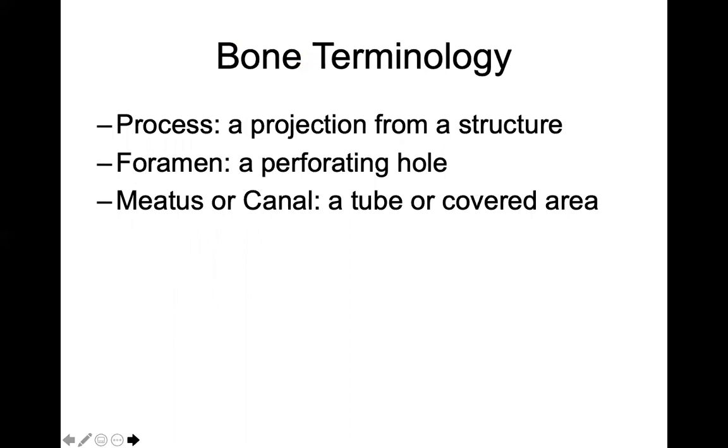So you have the word process in terms of identifying structures on the bone. Processes identify projections from a structure, so basically an extension of the bone. You may hear the word foramen. These are basically holes that are found in the skull almost always. And then if the opening is more like a channel or basically digging into the bone, the word we use for it is meatus or canal.